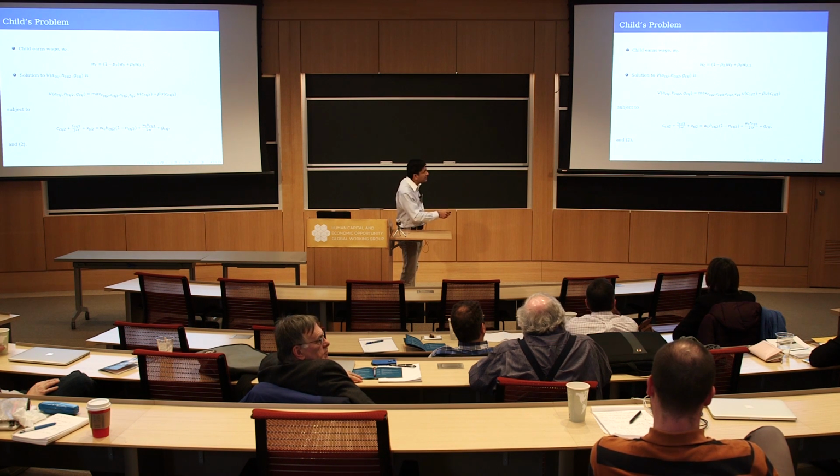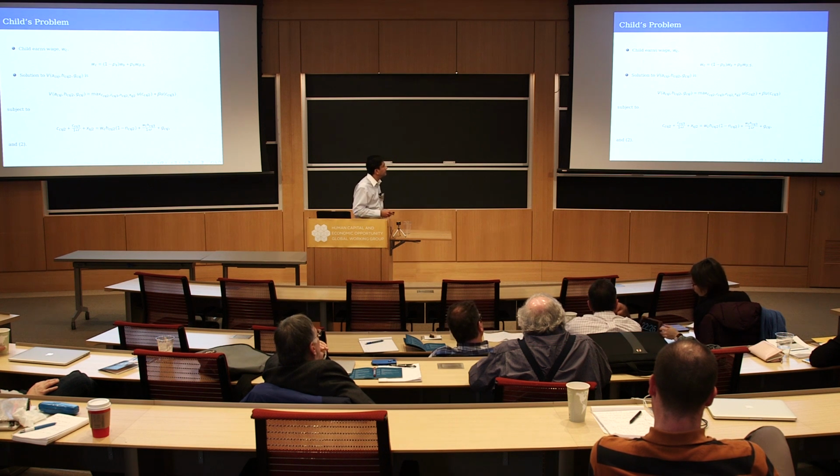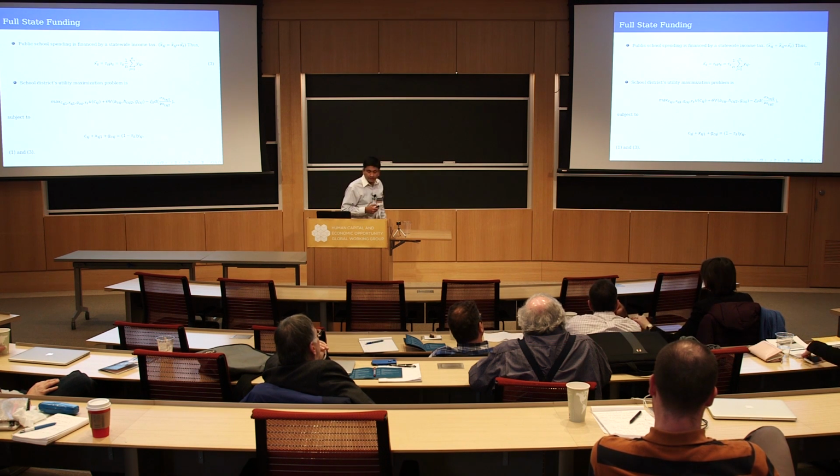Okay, so the rest of it is pretty standard. This is going to be utility from consumption in the second period, plus the discounted value of consumption in the third period, and you have a lifetime budget constraint. Okay. So now full state funding. There are three different ways of funding.